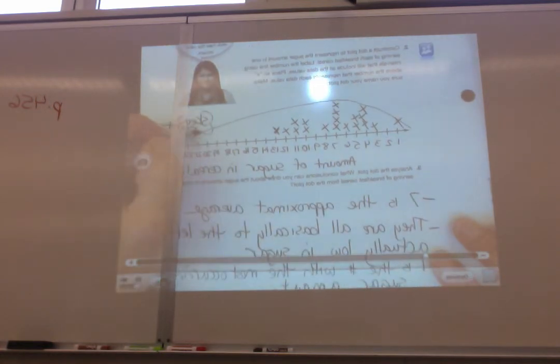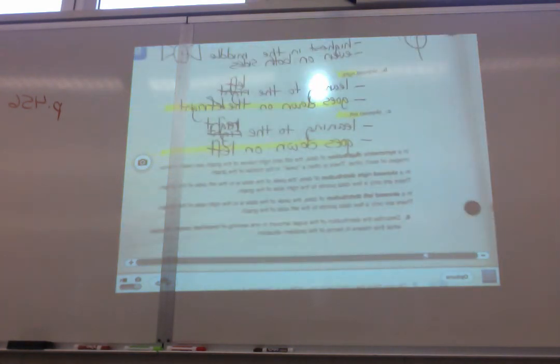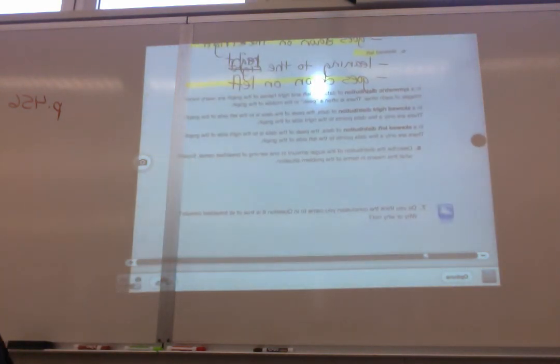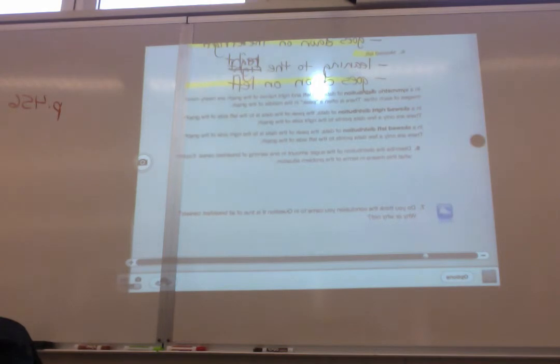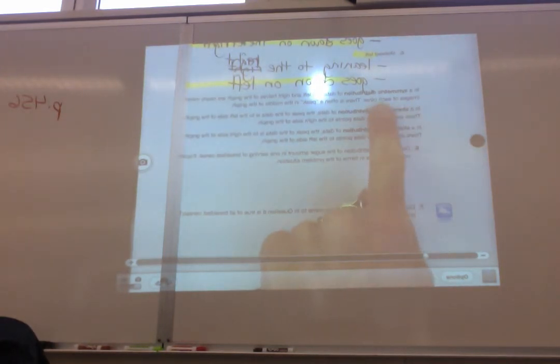Here's skewed right. Skew is on the right. It's all by itself. Okay? Here's what they have to say about this. Kenya, could you read what they say about symmetric distribution?